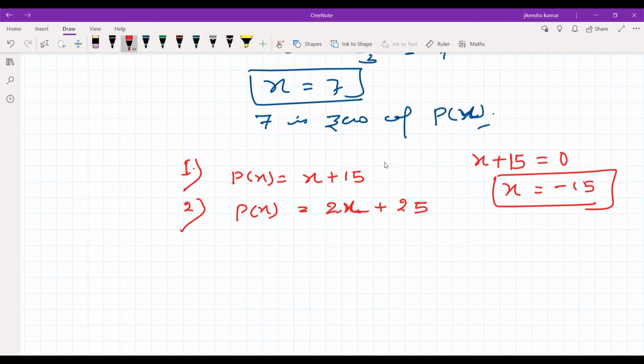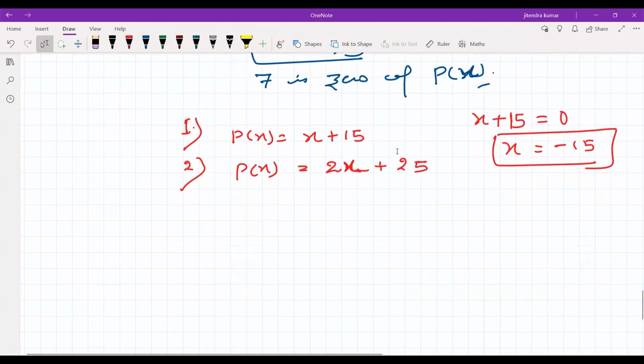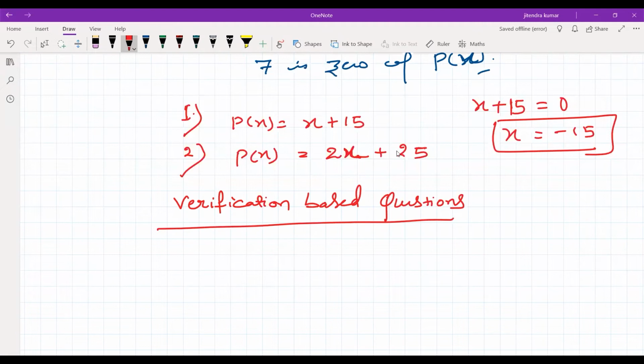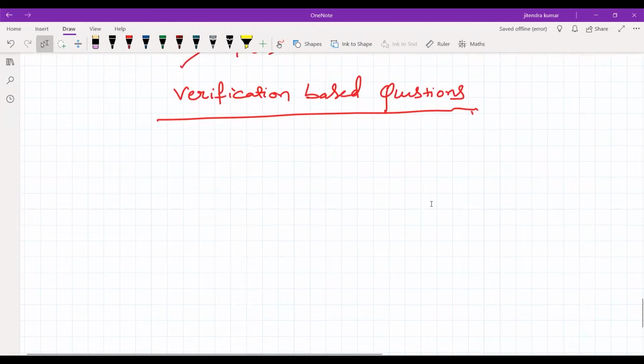So we can have the same type of question, so we just have to solve the same step. Now there is one more type of question here. Let's see that also. That will be about verification. In this case, we will be given some zeros and we will have to verify whether they are zeros of the given polynomial or not.